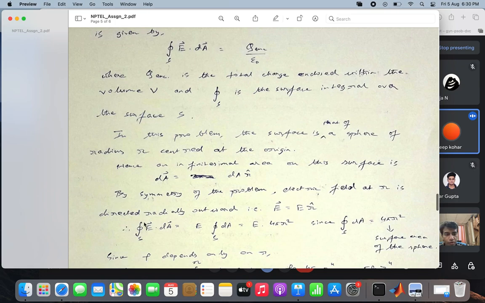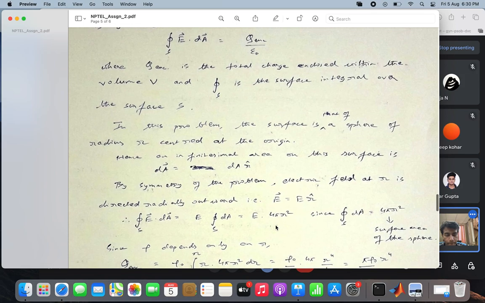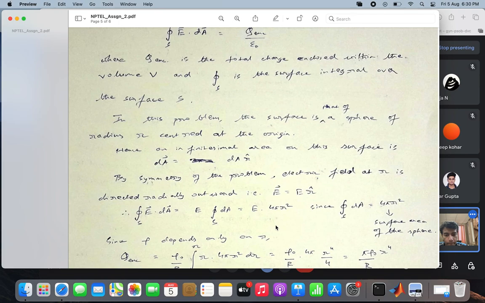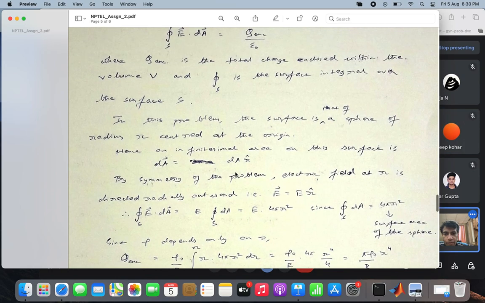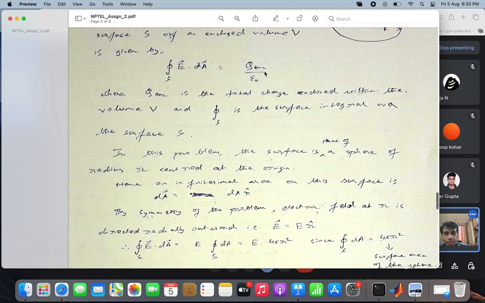So this surface integral of E dot dA is basically E into 4 pi r square, where 4 pi r square is obtained by integrating dA over the entire surface area. So basically this is the surface area of the sphere of radius small r, right? Right, sir. So I have my left hand side. Now what is given in my right hand side? Right hand side is the charge enclosed within the sphere of radius small r divided by epsilon naught.